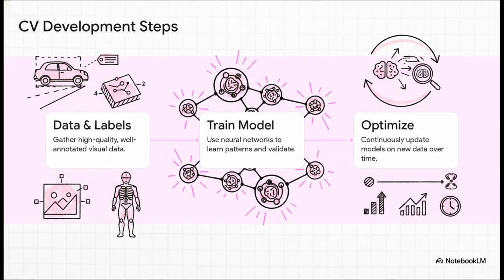Next, we hit model training and testing. This is where you use neural networks to learn the patterns and fiercely validate them against real-world test scenarios. And finally, continuous optimization. The work definitely isn't over just because you launched. AI models experience drift, so you have to continuously train them on fresh data to adapt to changing user environments over time.